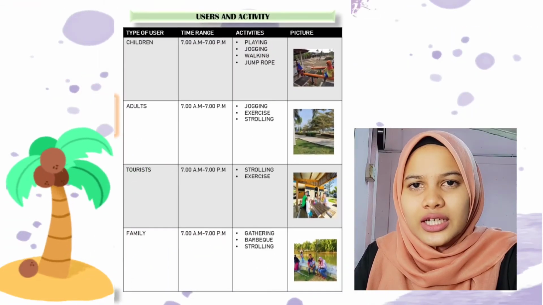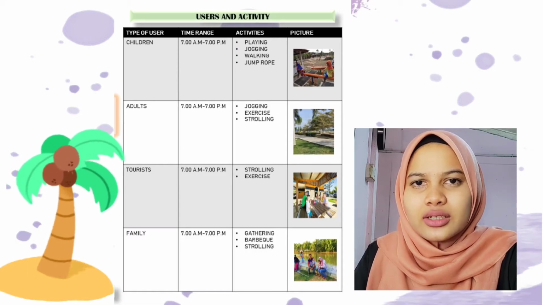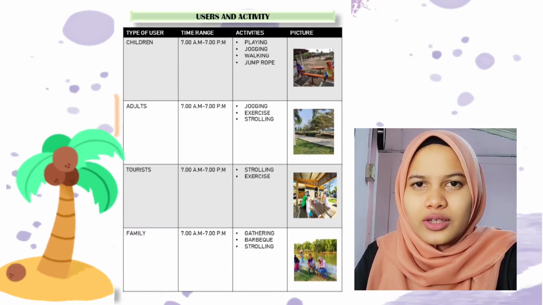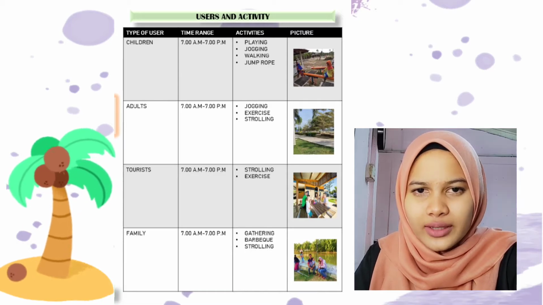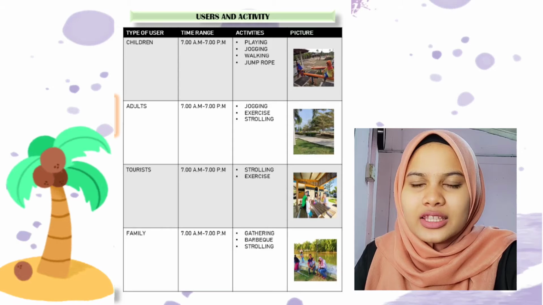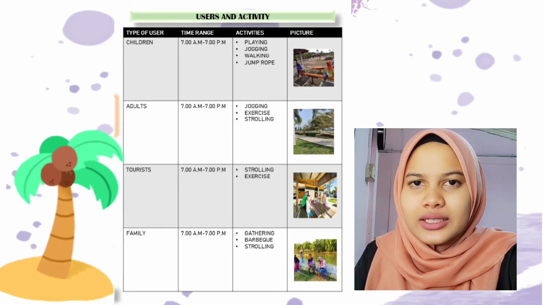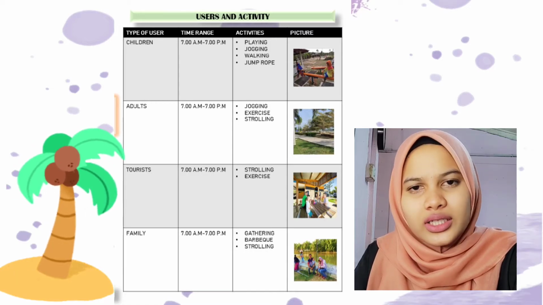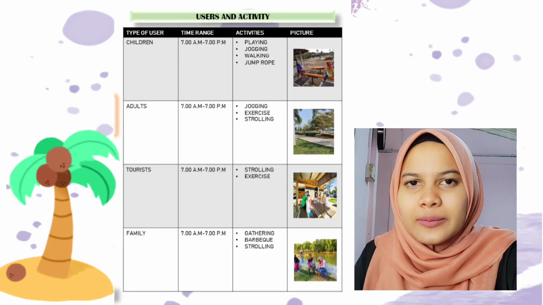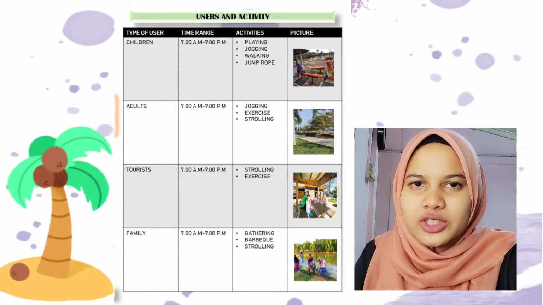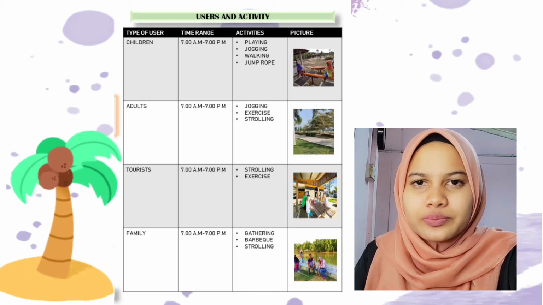The first type of user is children. The time range for playing at the park is from 7 a.m. to 7 p.m. Activities are usually playing, jogging, walking, and also jump rope. This is an example picture of children using the playground.